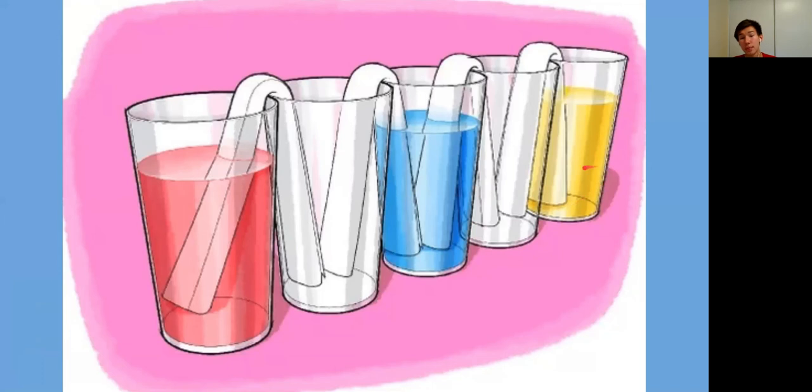So what you do here is you have a couple cups, it doesn't matter how many, and a paper towel. Then you just fold the paper towel over, like in this picture, and you have empty cups here. You fill up water here, water here, water here, and you add different food coloring, right? And these cups are empty.